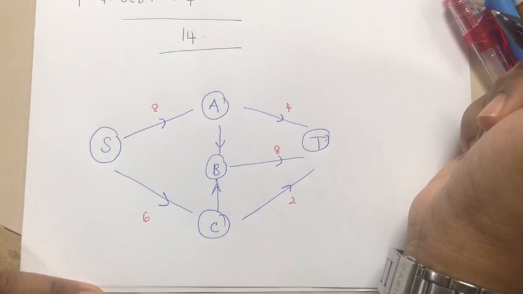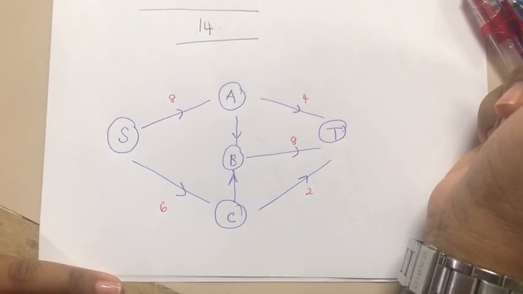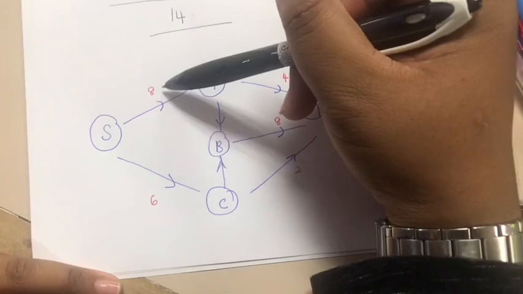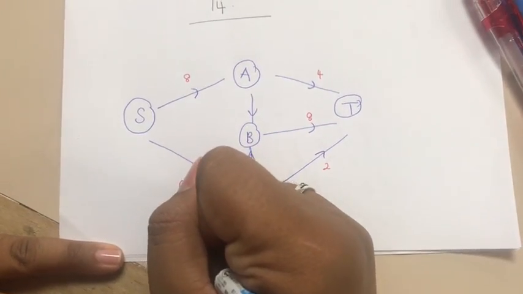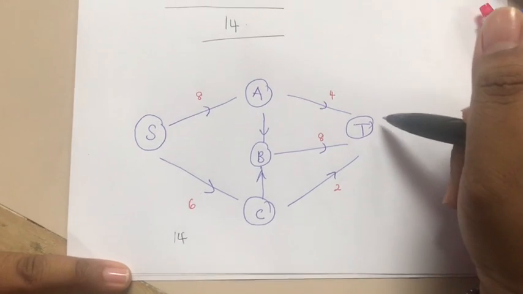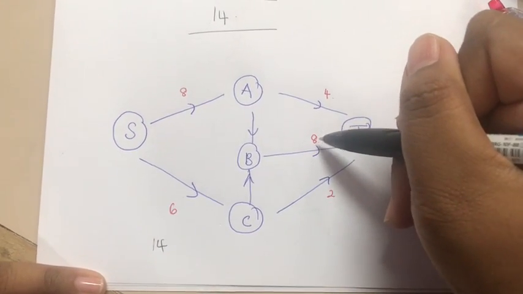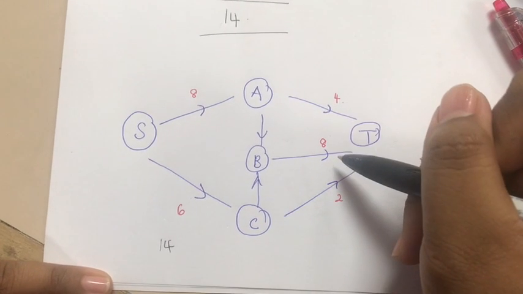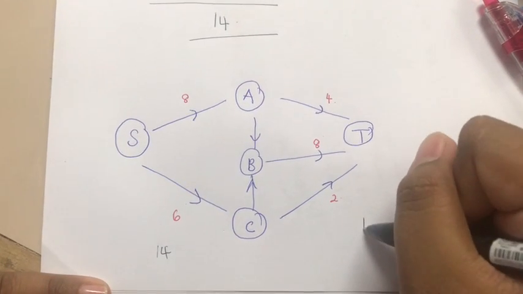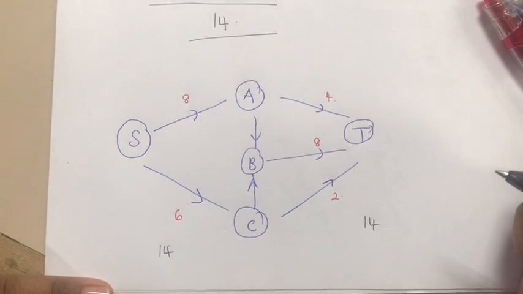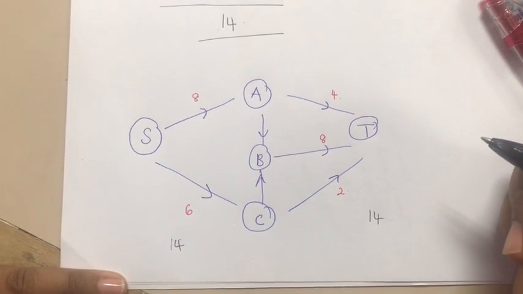Okay, so we want to make sure our calculation is correct. From the source, we get 8 and 6, so it's 14. For the sink, we calculate 4 plus 8 is 12, and then 12 plus 2, we also get 14. So our answer is the same, which is 14.